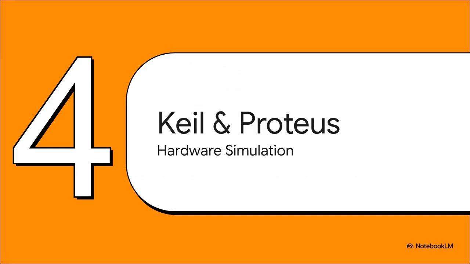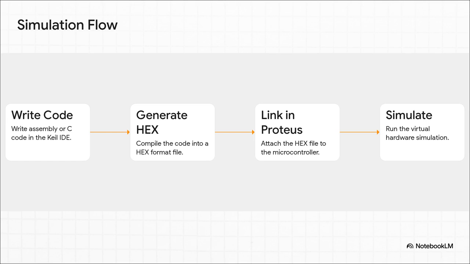Moving on to Section 4, Keil and Proteus integration. Now for the fun part, crossing over into actual visual hardware simulation. This workflow bridge is simple, but it's a total game changer. We write our assembly or C code in the Keil IDE. Then we compile that down into a hex file. Link that file to our microcontroller in Proteus and hit play. We're not just writing text anymore, we are bringing a circuit to life.